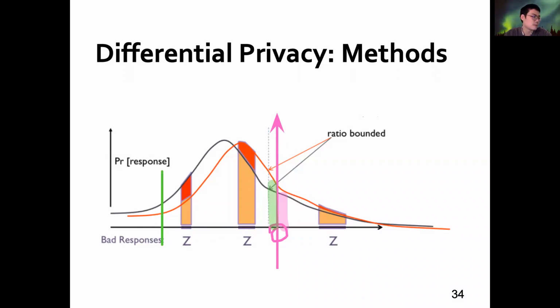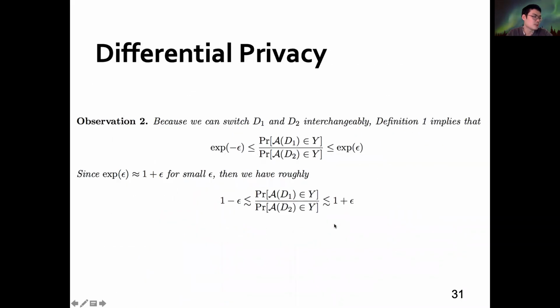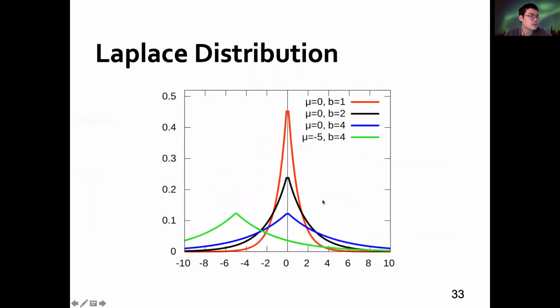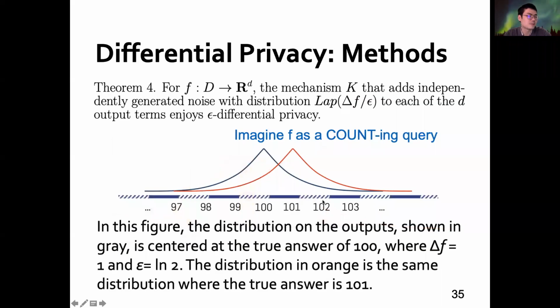So for example, if you compute the height of this, and you also compute the height of this, these two bars are still within epsilon. So at any location along this axis, we have that guarantee. And the nice thing is that you can prove that if you add Laplace noise, you will always satisfy this, which is approximately this. Again, why? If you are interested, you can look at the proof. It's not difficult, but we are skipping it.